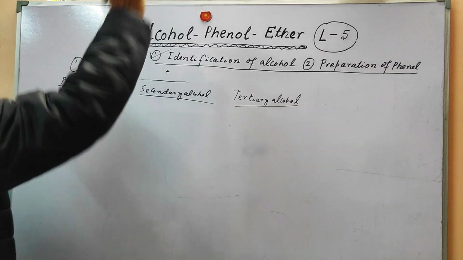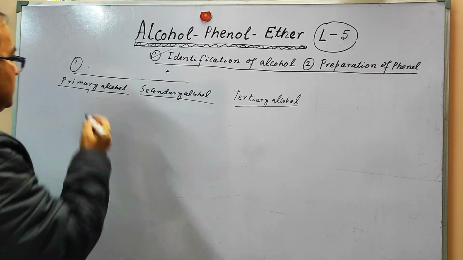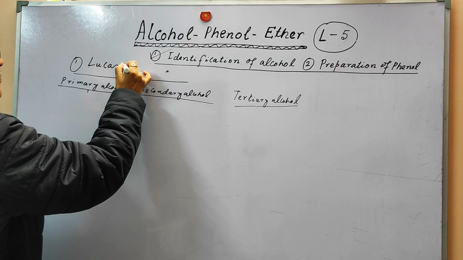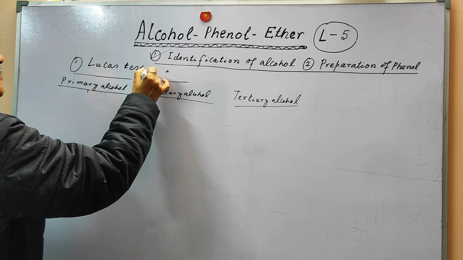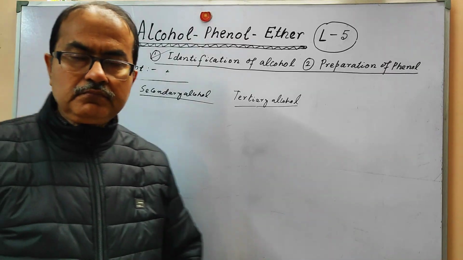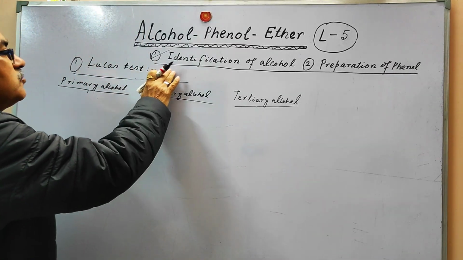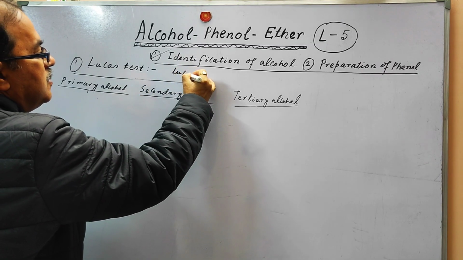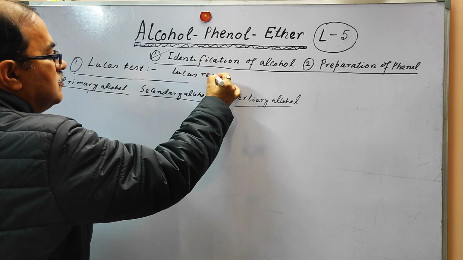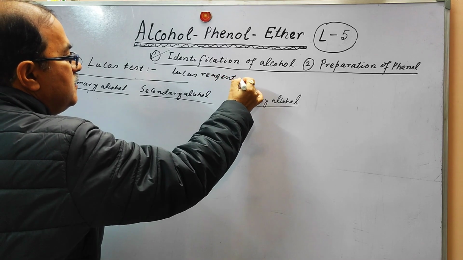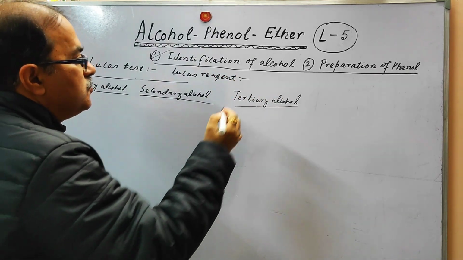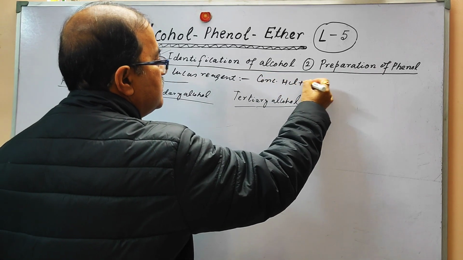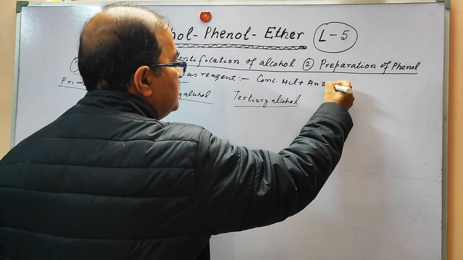Now we are going to discuss another test. This is called the Lucas test. In the Lucas test, we have to understand about a reagent. It is called the Lucas reagent. Lucas reagent is basically the mixture of concentrated HCl plus anhydrous ZnCl2.